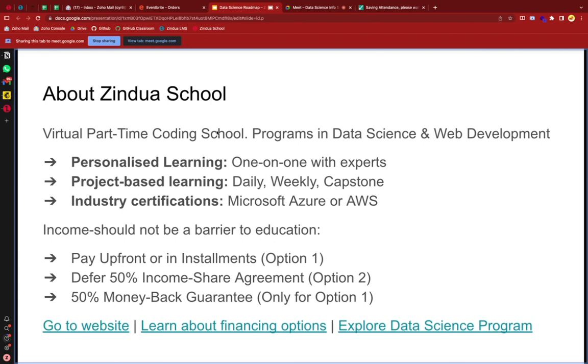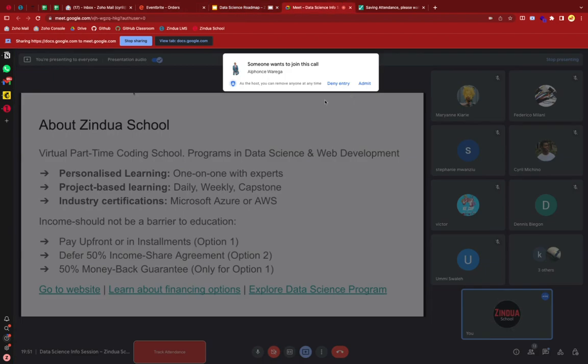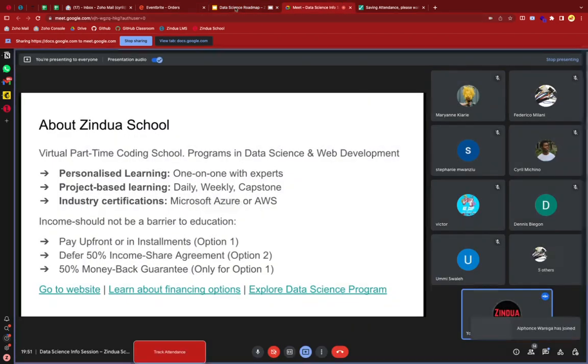If you are part of an ISA and you don't have a job, then you're not paying an ISA because it's pretty much pegged on your income. I've added these links to the slides that you can always follow, which is go to the website and learn more. You can learn about these financing options and the terms that go with them. And you can also explore the breakdown of the data science program, which should be pretty similar to what we've gone through in the call today.